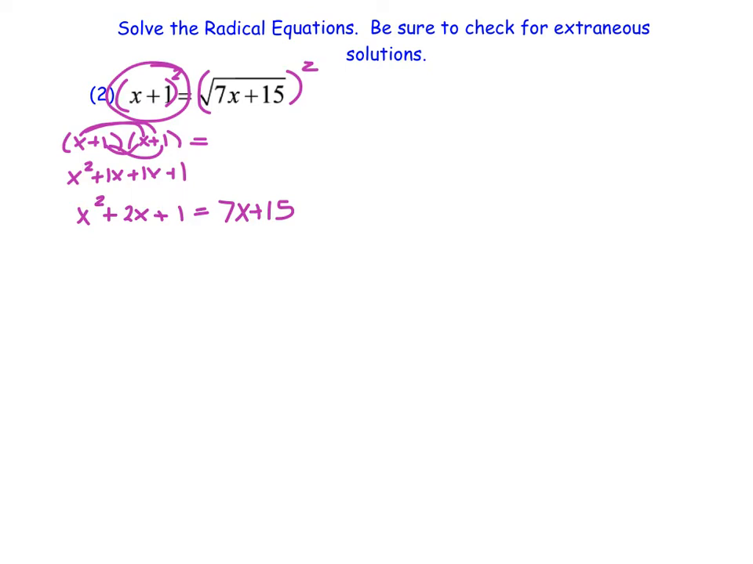Because it's got an x squared, I know that it is a quadratic problem, so I need to solve it like quadratics, which means I'm going to use factoring or I'm going to use the quadratic formula. So I need to start by getting everything together on one side of the equation. So I start by subtracting 7x from each side and then subtracting 15 from each side. So I end up with x squared minus 5x minus 14 is equal to 0.